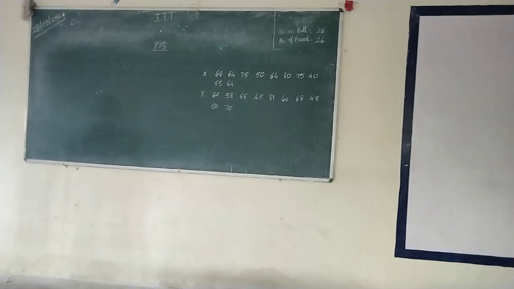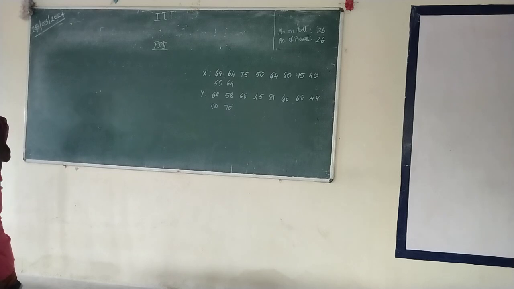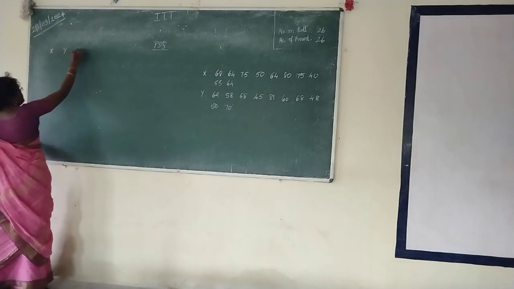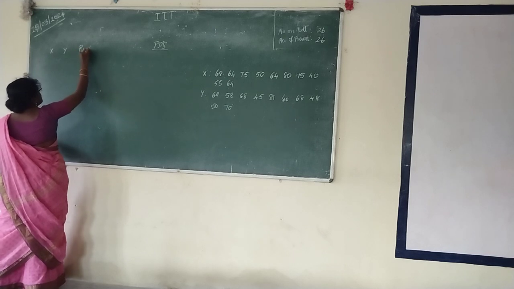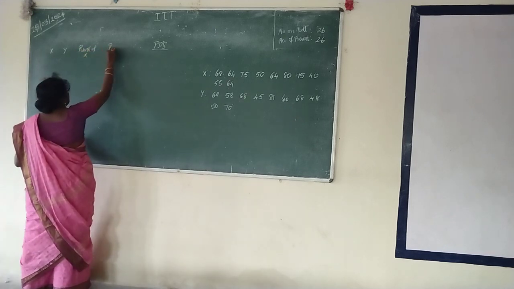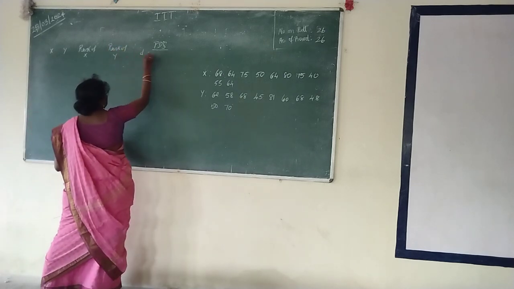So here what are we supposed to find? Rank correlation. Again here also the statement is given. So the same procedure, put the table. What are the columns you have to make? X, Y, rank of X, rank of Y, D square. So form the same columns.